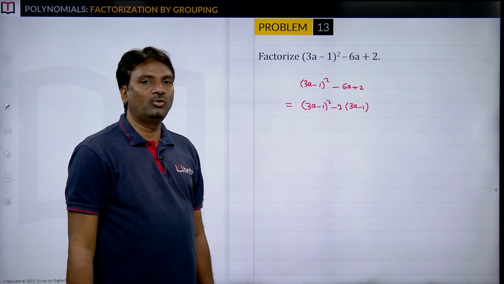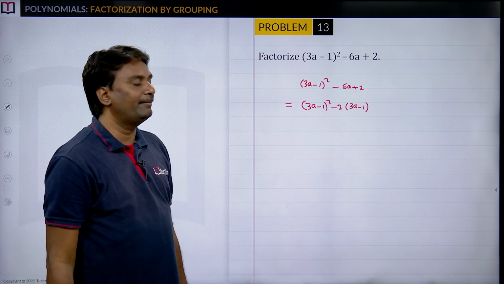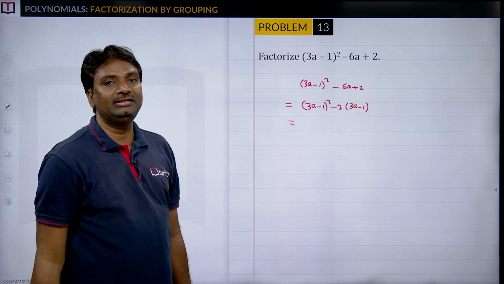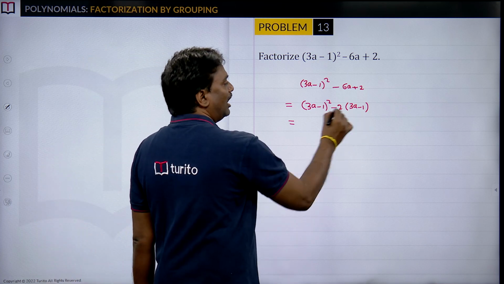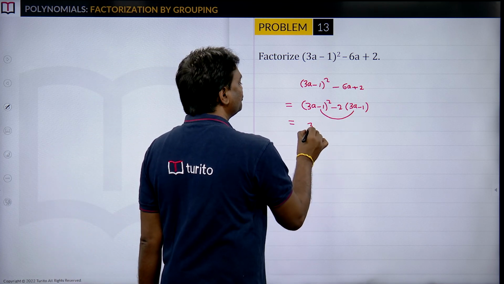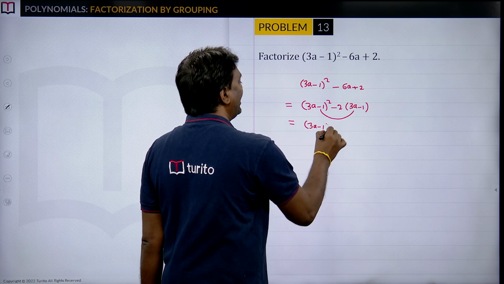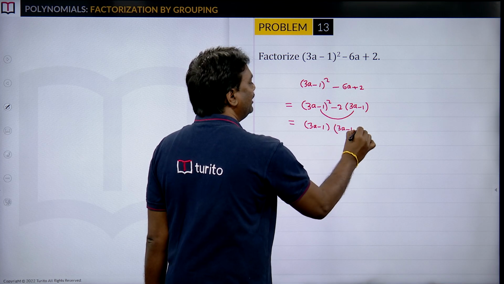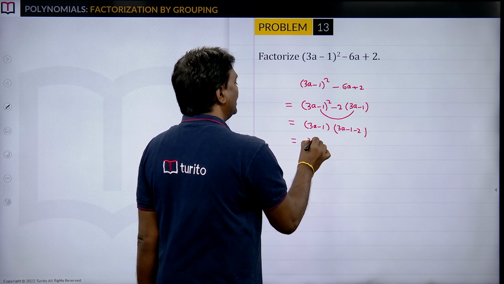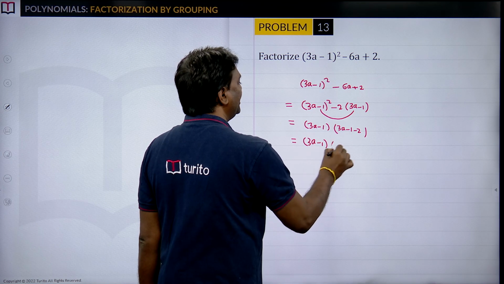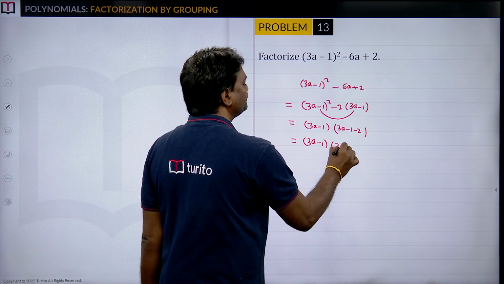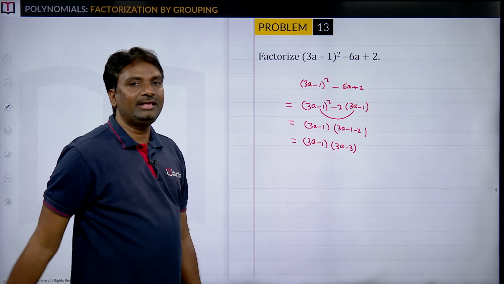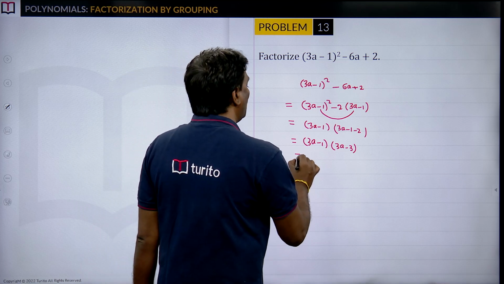So, 3a minus 1 whole square minus 2 into 3a minus 1, where first term 3a minus 1 whole square can be written as 3a minus 1 into 3a minus 1. Already 3a minus 1 is there. So, that is why by taking 3a minus 1 as common, you will get 3a minus 1, here we have minus 2. So, that is 3a minus 1 into 3a minus 1 minus 2, that is 3a minus 3. Again from the second bracket 3a minus 3 we can take 3 as common.